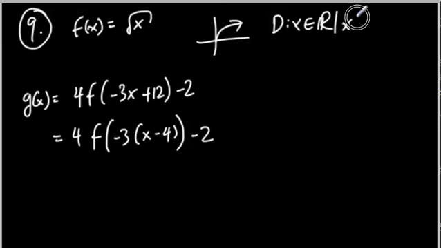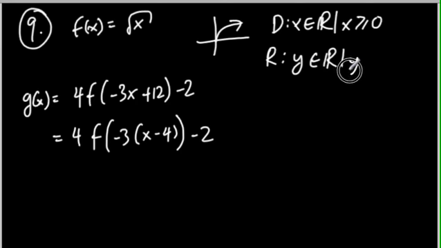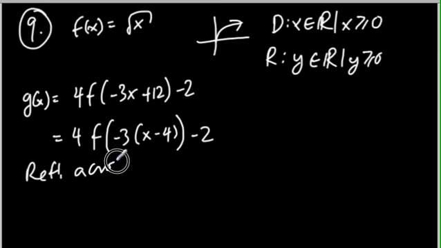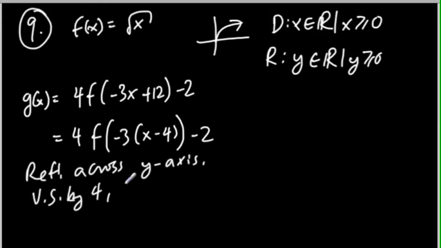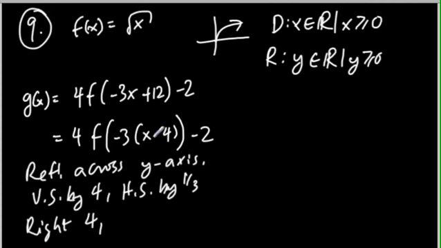And it's the reason why I'm making you do this so many times, because I just want you to remember, there should be like muscle memory. Whenever you see square root of x, you should automatically know what that looks like. So if we look at this, we see there's a reflection across the y-axis. There's a vertical stretch by 4, a horizontal stretch by 1/3, right 4 because this is x minus, and then down 2.